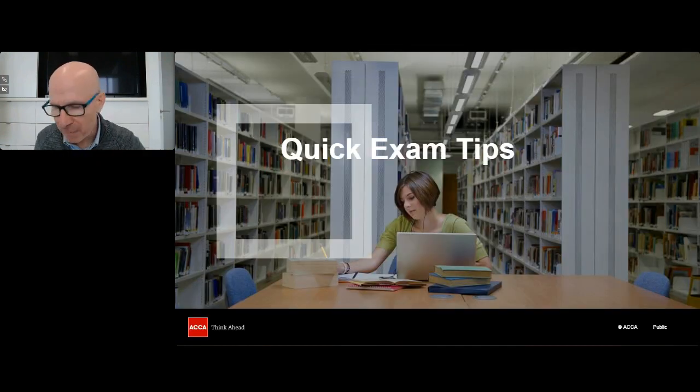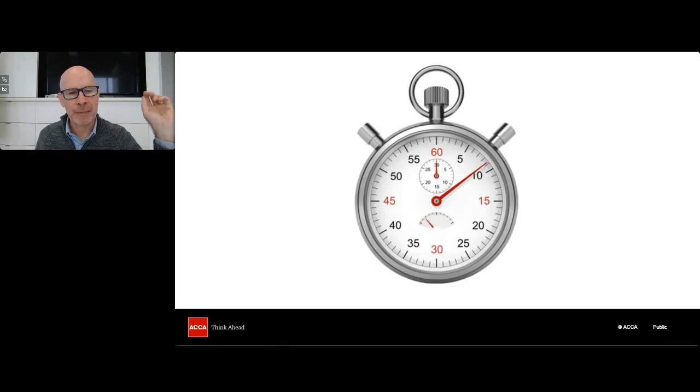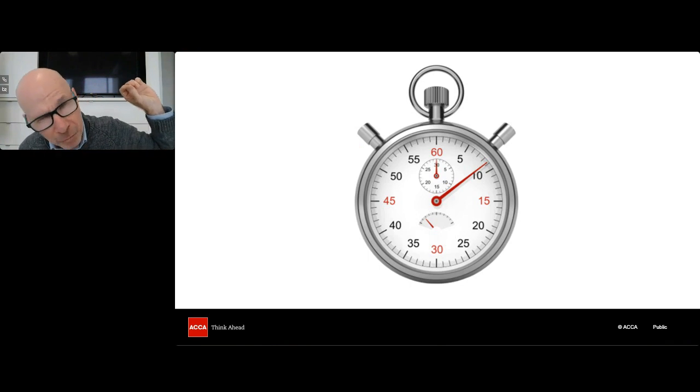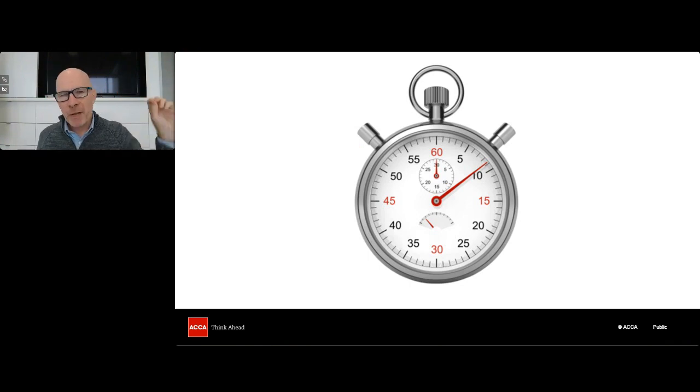Team, quick exam tips. Let's rock. Guys, time management is really important in this exam, just as important as understanding the technical pieces of the syllabus. If you had 5 hours to do the exam, it would be much different, wouldn't it? So it is very important to practice time management early, as well as studying from your textbook, as well as practicing questions. You've got to be considering time.